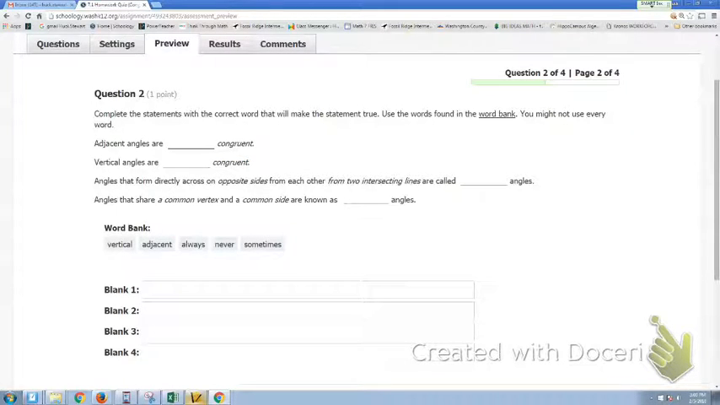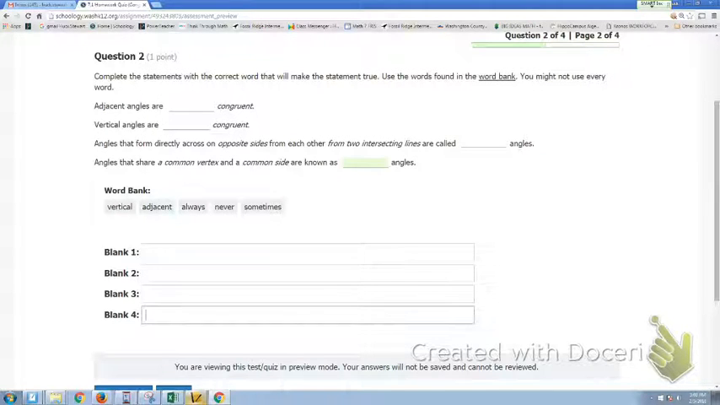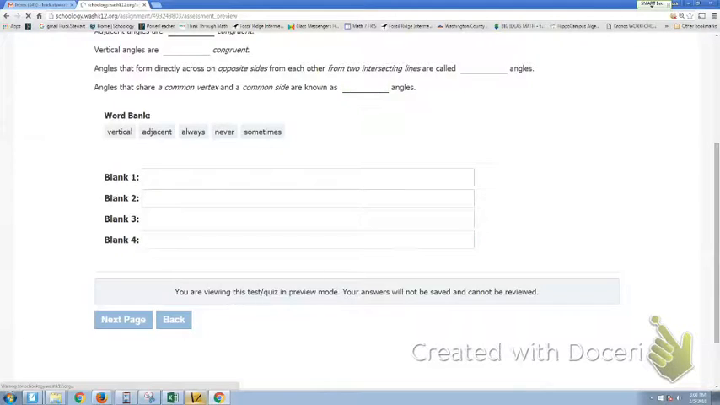So the next question reads, angles that are directly across or on opposite sides from each other from two intersecting lines are called blank. So by definition, what is the definition of these two angles? And then angles that share a common vertex and a common side are known as blank. So again, by definition, what goes in there. So there's 4 blanks. Make sure you answer all 4 of them. Notice when you click on them, they highlight so you know which one you're working with.